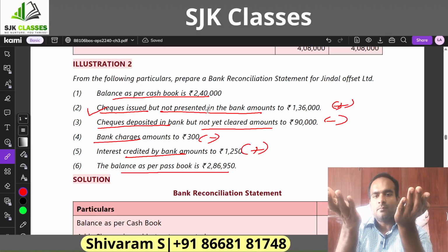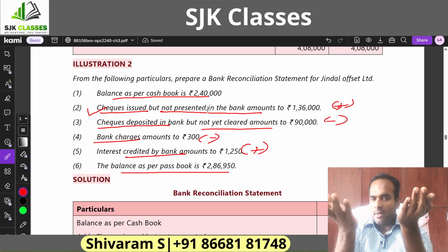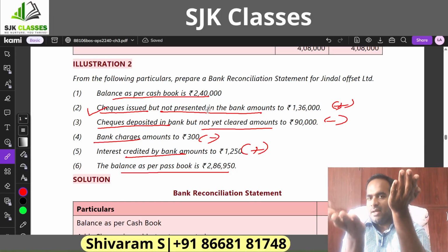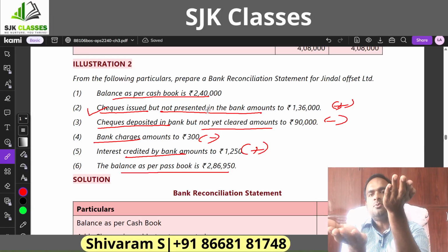So what will you do? This is a case of payment. The impact is in the cash book. Cash book will go down, right hand goes down. Left hand, passbook, remains the same. So the transaction movement is over.